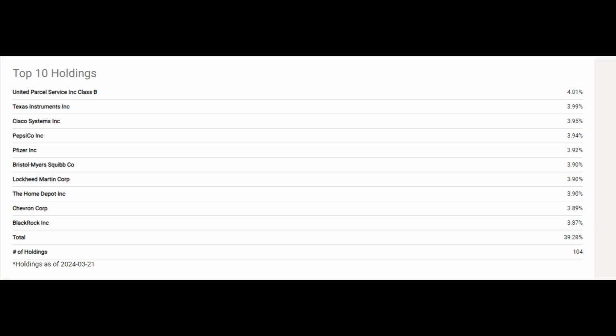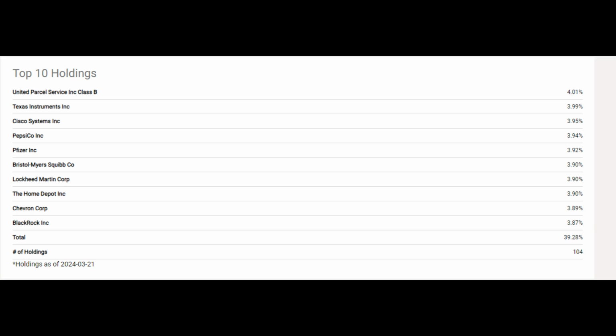The top 10 companies, which make up almost 40% of the fund, are UPS, Texas Instruments, Cisco, PepsiCo, Pfizer, BMY, Lockheed Martin, obviously they need to produce a lot of weapons, don't they? Home Depot, Chevron, and BlackRock, which is a kind of inception because Schwab has an ETF that owns BlackRock, which is another ETF provider and asset manager, and they probably have some ETFs that own Schwab, but hey, that's the world we live in. As I look at the list, I see some solid companies which I also have in my portfolio and which I'm bullish on, others not so much.